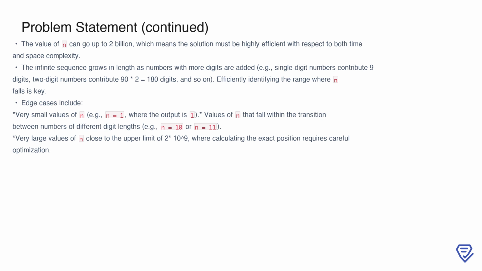We also need to handle edge cases, such as very small values of n, like n equals 1, where the output is simply 1, and values of n that lie at the transition points between numbers of different digit lengths, such as n equals 10 or 11. For very large values of n, close to the upper limit of 2 billion, our approach must be optimized to avoid excessive computation while accurately determining the target digit.